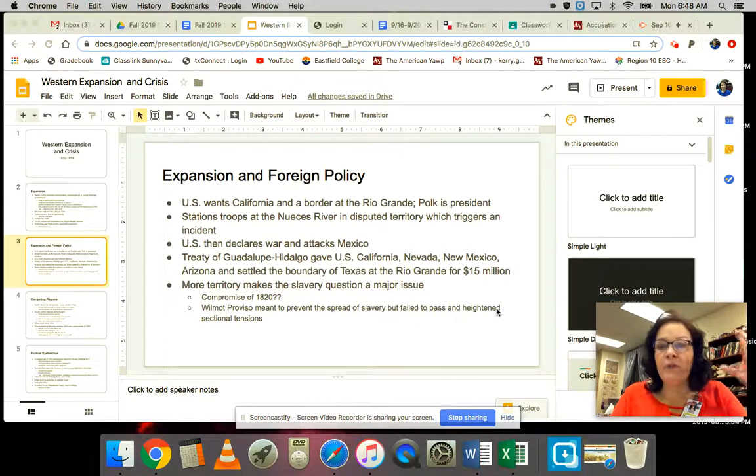So Polk decides, this is right after Texas has been brought into the United States, and there's this debate over where the border is. Remember, Mexico never actually recognized Texas independence, so the question is, is this even really legal? There's all kinds of complicated questions. So where is the southern boundary of the United States?